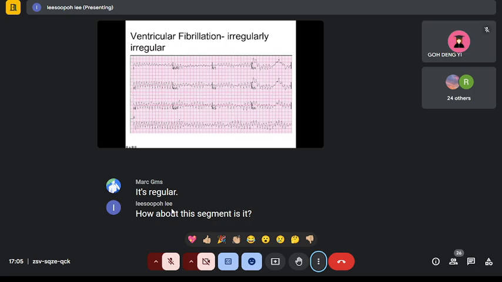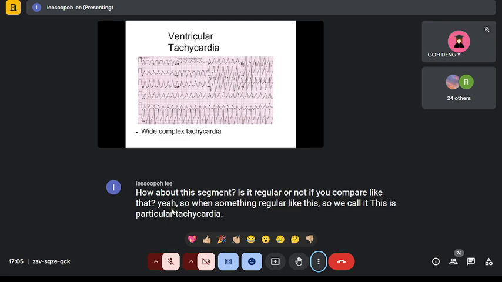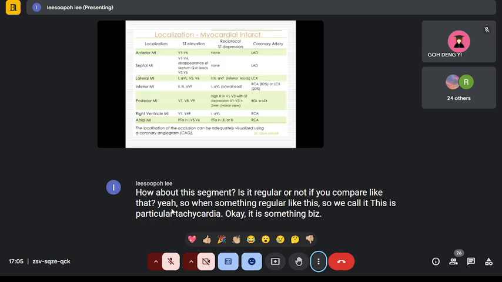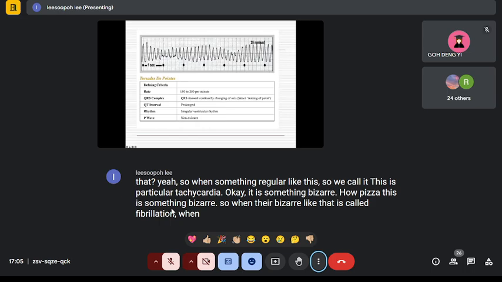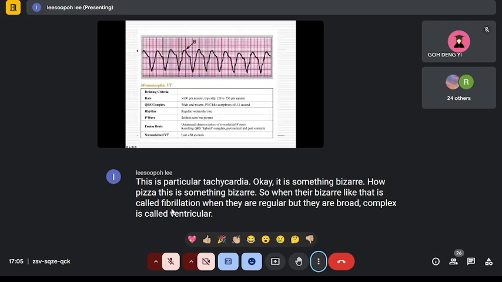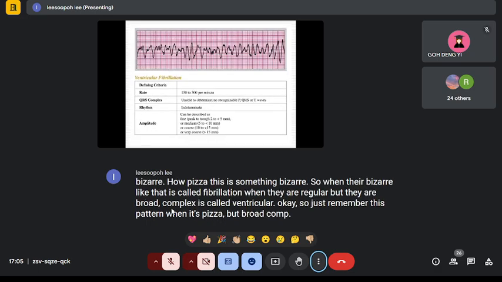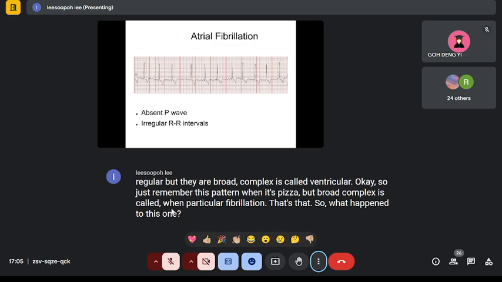It's regular. Yeah. So when it is something regular like this, what do we call it? This is ventricular tachycardia. If it's something bizarre, how bizarre? This is something bizarre, right? So when they're bizarre like that, it's called fibrillation. When they are regular but broad complex, it's called ventricular tachycardia. Okay, so just remember this pattern. When it's bizarre but broad complex, it's called ventricular fibrillation. Understand?